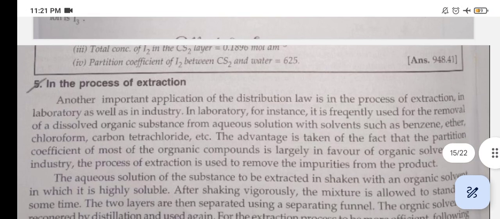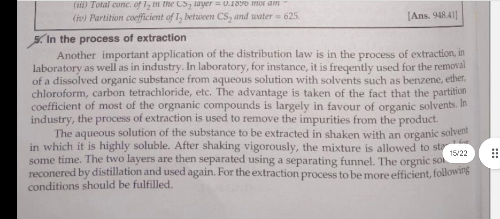Extraction. Another important application of the distribution law is in the process of extraction, in the laboratory as well as in industry. In the laboratory, for instance, it is frequently used for the removal of a dissolved organic substance from aqueous solution with solvents such as benzene, ether, chloroform, carbon tetrachloride, etc. Advantage is taken of the fact that the partition coefficient of most organic compounds is largely in favor of organic solvents. In industry, the process of extraction is used to remove impurities from the product.